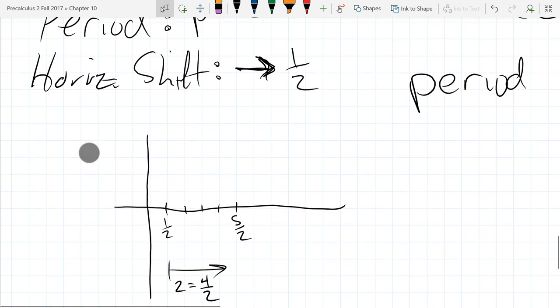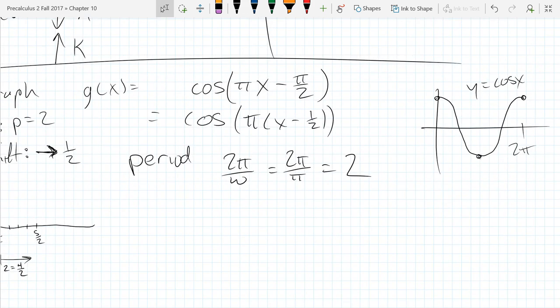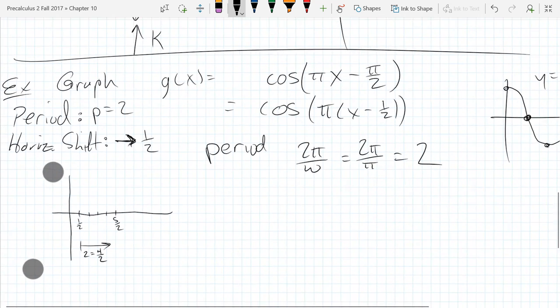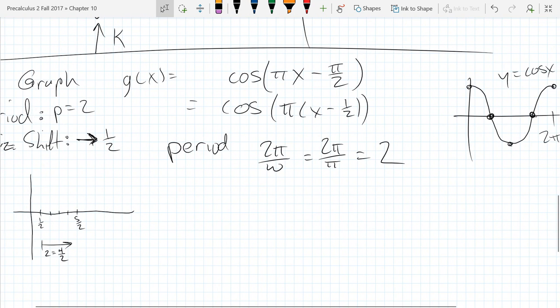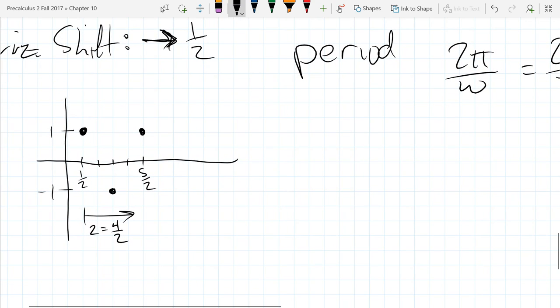So now you have to plot the five key points. So I'll zoom over real quick to the, oh, I was lazy and didn't write in the x-intercepts. There we go. So I'm going to replot these 5 points starting at the beginning of the period at 1/2. So we're going to be up at 1. So we have the point 1/2, 1. At the end of the period, we're up at 1 again. So that's 5/2, 1. And in the middle, we have y-coordinate of -1. And then our two x-intercepts happen at the quarters right there.